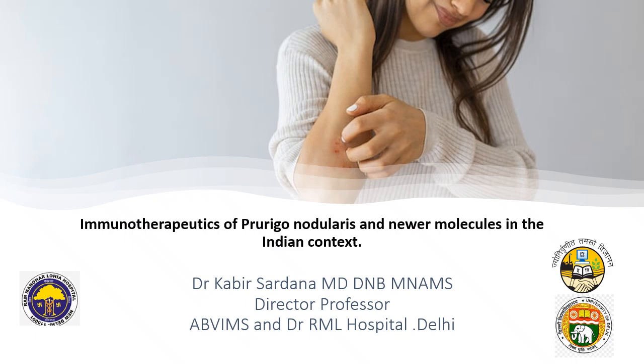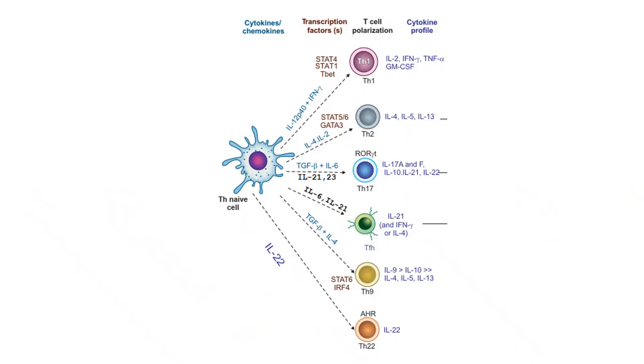So friends, today we will have a small talk on immunotherapeutics of Prurigo nodularis and the new molecules we can try in the Indian context. So at the outset, that's the overview of the adaptive immunity arm, wherein the Th naive cell subdivides into various cell types based on the cytokine milieu.